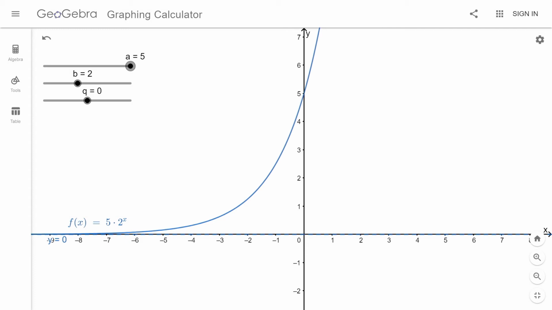If I start now making a smaller and start making a negative, what happens to the graph? Well, let's do that.